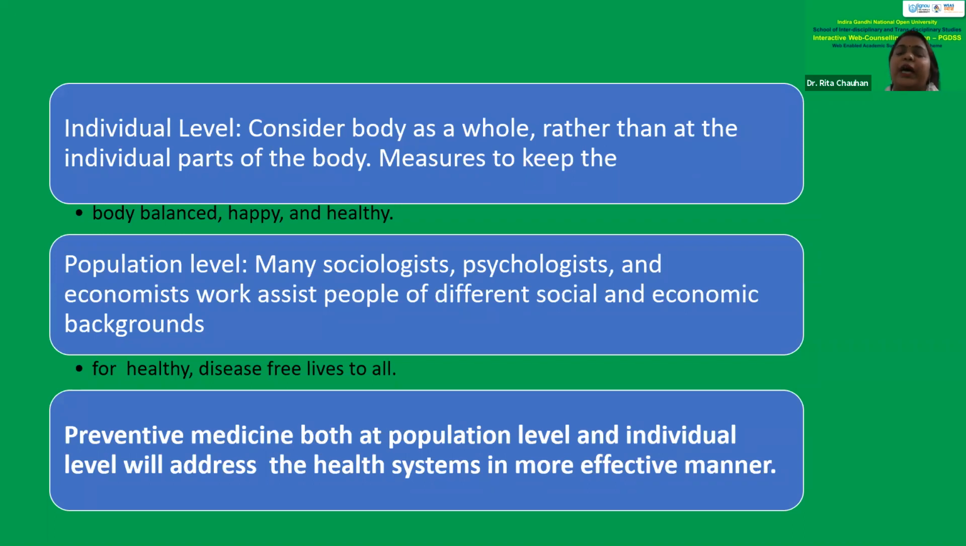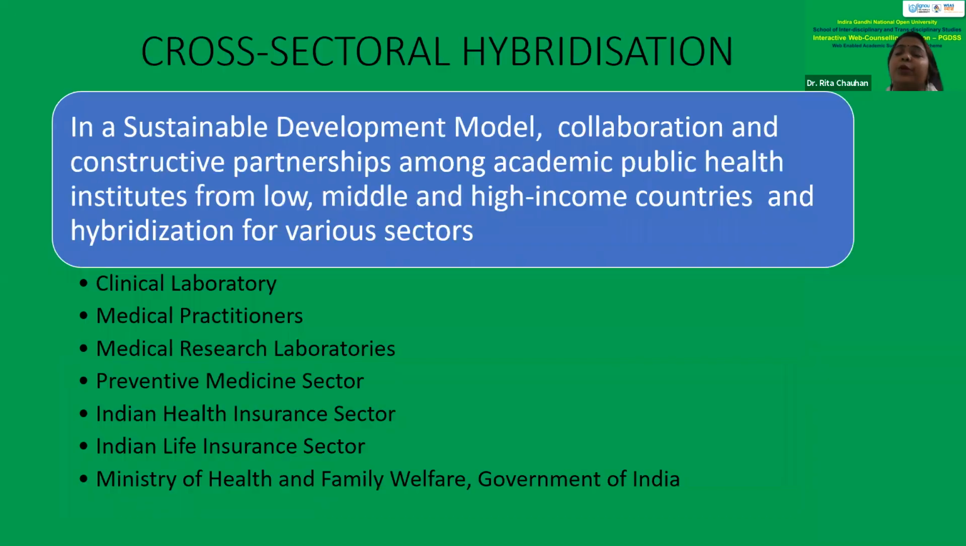So we have to progress more towards incorporating preventive medicine at population as well as at individual level. Whenever we are looking for a healthcare system, it is not a one-sector thing. We need a hybridization between various sectors. Just as we mentioned, for preventive measures, we need to have extensive physiological examination.